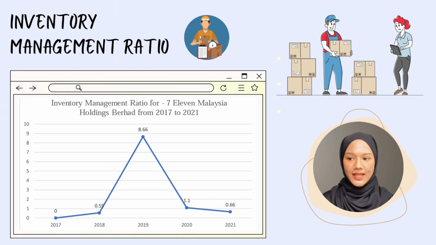8.11 gap. Next, the ratio dramatically decreased from 8.66 in 2019 to 1.1 in 2020, which is a 7.56 difference. Lastly, the trend continuously decreased from 1.1 in 2020 to 0.66 in 2021.